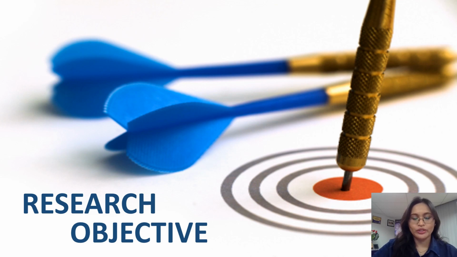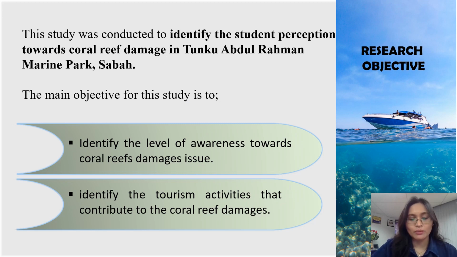Okay, now we move to the research objective for this study. The research objective is to identify the student perception towards coral reef damage in Tunku Abdul Rahman Marine Park Sabah. So we have two objectives here. The first objective is to identify the level of awareness toward the coral reef damages issue. The second objective is to identify the tourism activity that contributes to the coral reef damages. So this perception comes from our students.